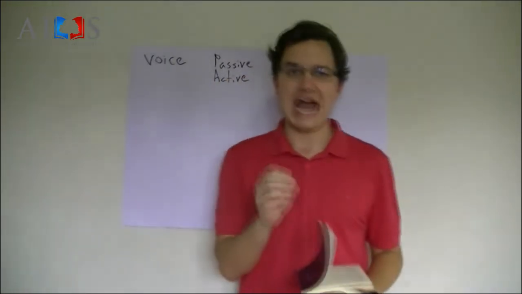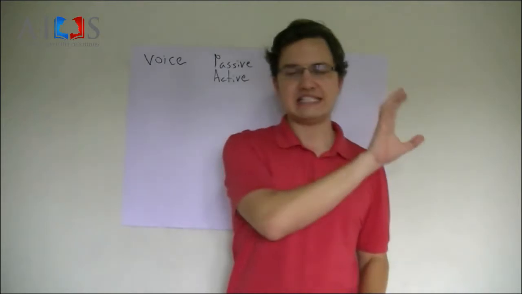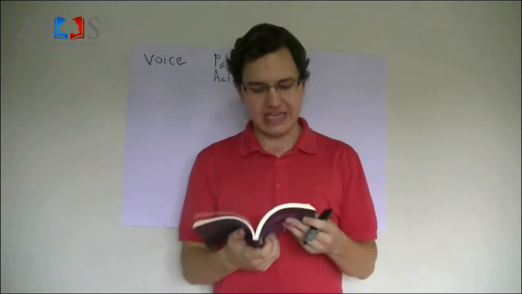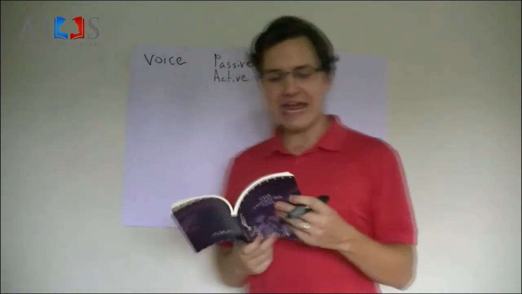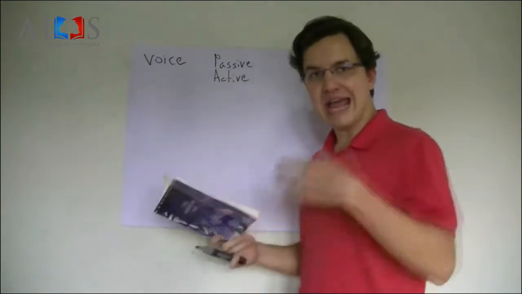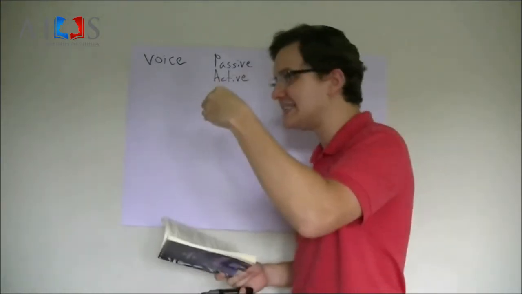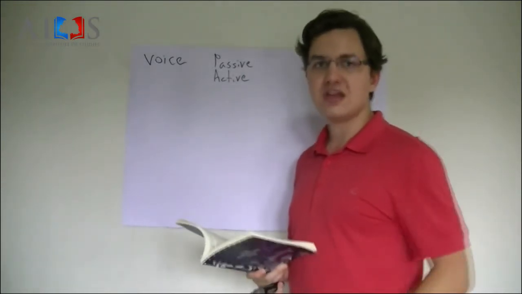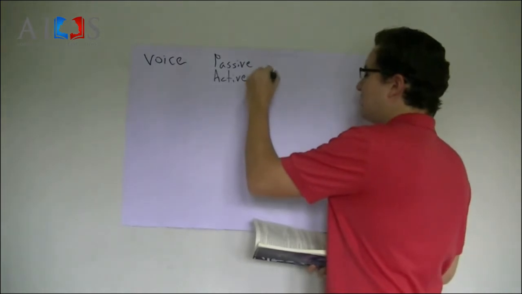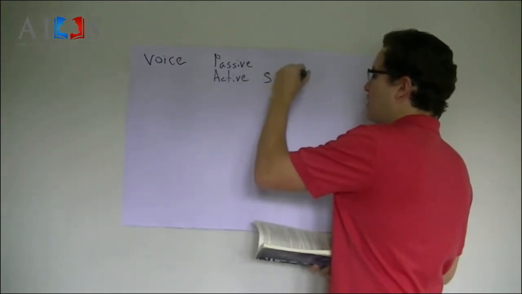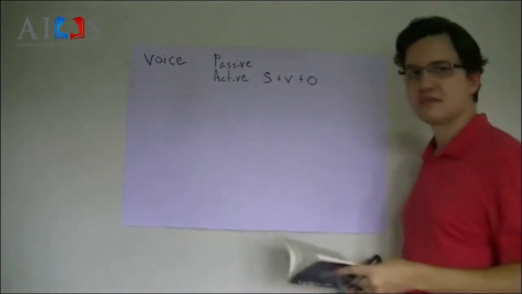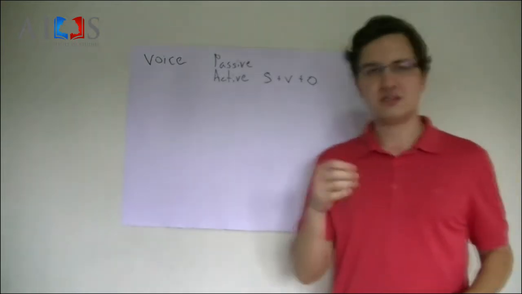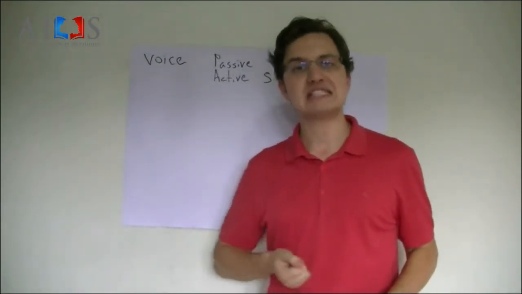Normally, people use the active voice. The subject is doing the action. You can see on page 114. Sam sees the house. Sam is the subject. He sees the house. The house is the object and sees is the verb. Very simple. Subject plus verb plus object. Very common. This is the way we read or hear most sentences.